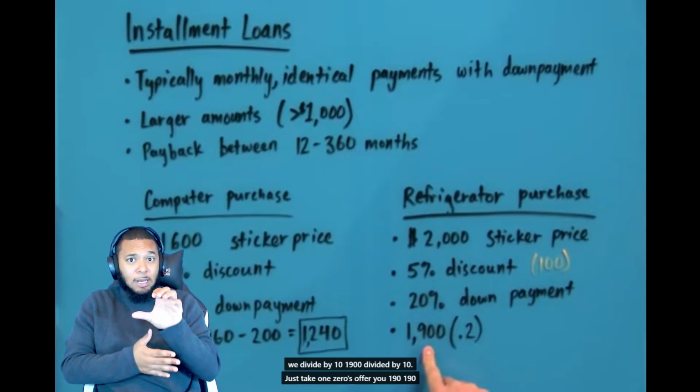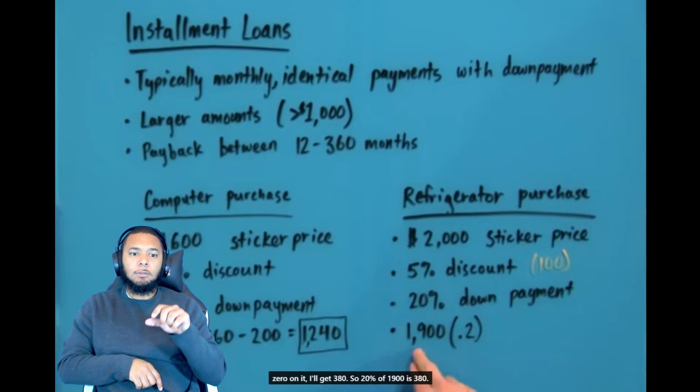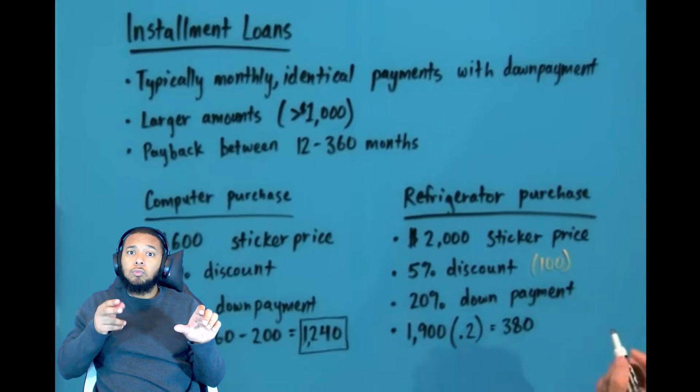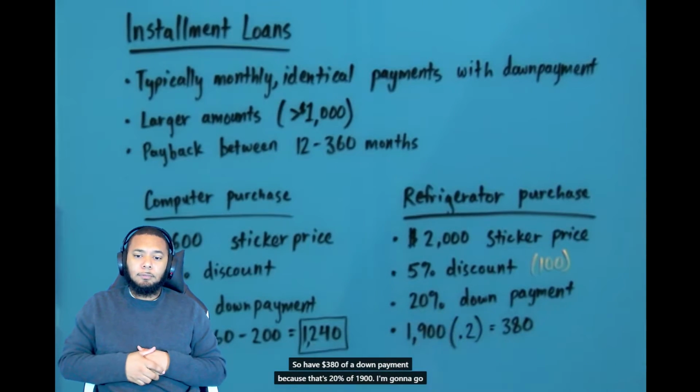So 10% of this, we divide by 10. 1,900 divided by 10, you just take one of the zeros off, you get 190. 190 times 2. Well, you might be able to do that in your head with some mental math skills, but if you need to write that down with a standard algorithm, that's okay too. I know 19 times 2 is 38. And then if I put another 0 on it, I'll get 380. So 20% of 1,900 is 380. So I have $380 of a down payment.